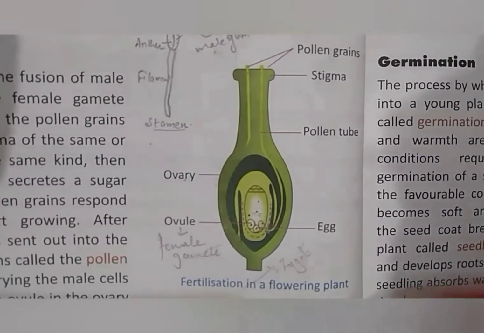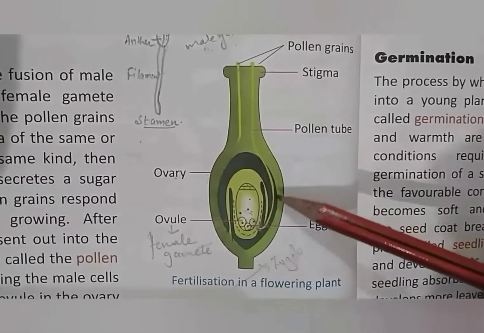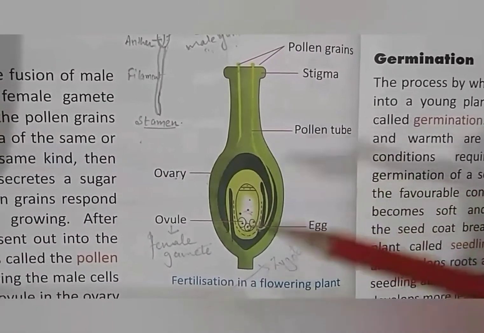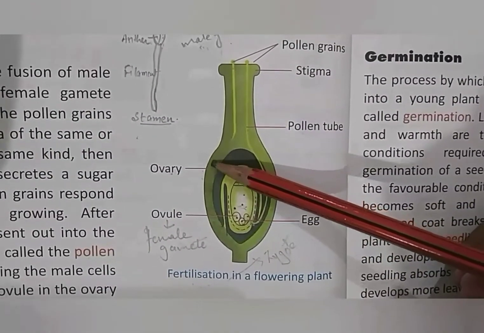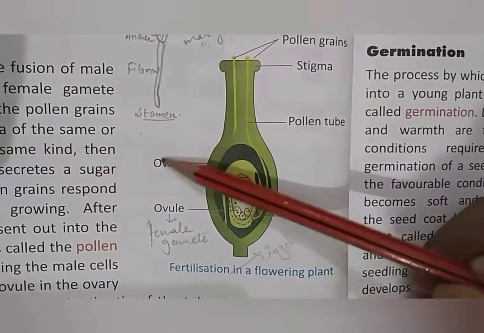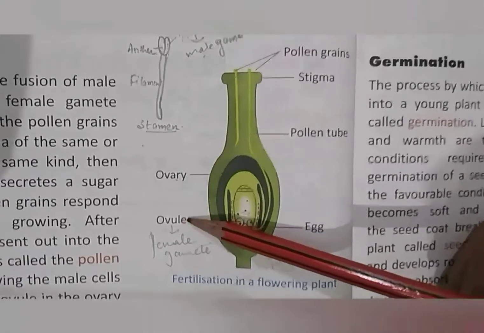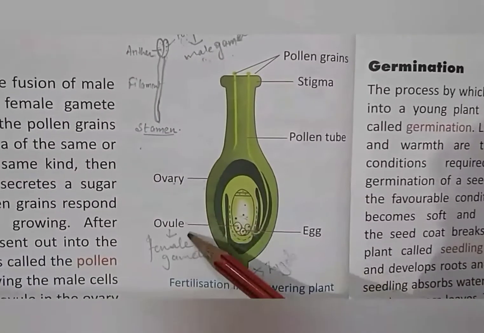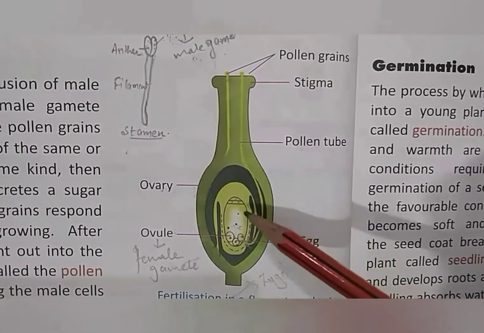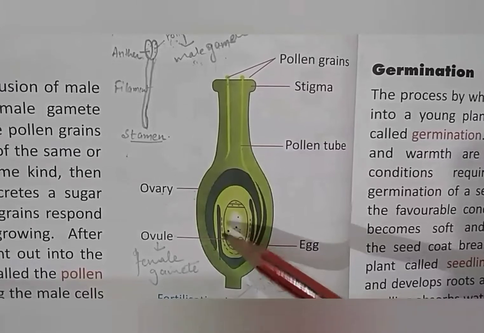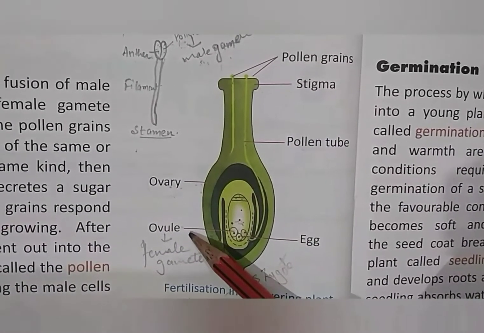Now, after the formation of the zygote, the rest of the flower, that is the stamen, pistil, petals, and sepals, all get dry and fall off. The part which is left is only the ovary, and inside the ovary, the ovule. The ovary develops into the fruit and the ovule develops into the seed. Inside the ovule, the zygote is formed. The zygote transforms into the embryo, taking food from the ovule. So the ovary develops into fruit and the ovule develops into the seed.